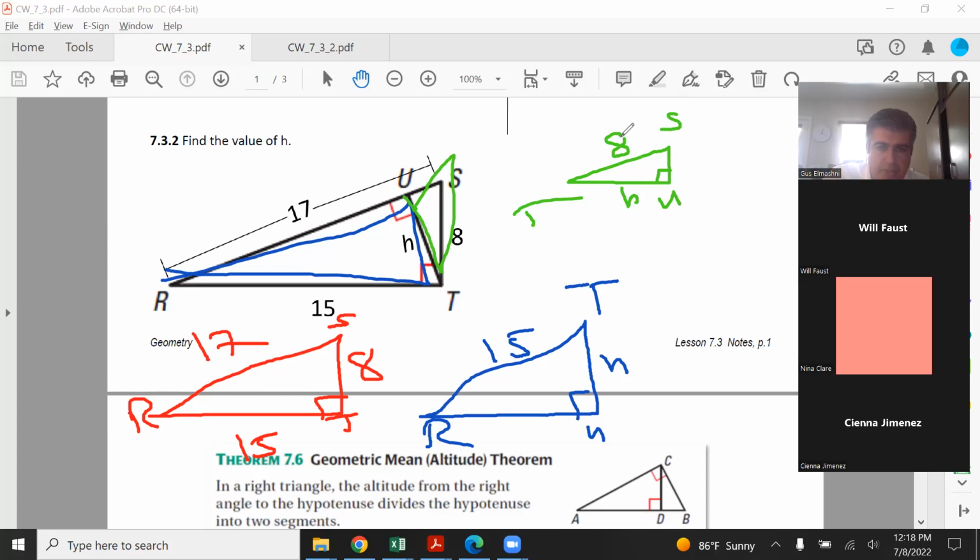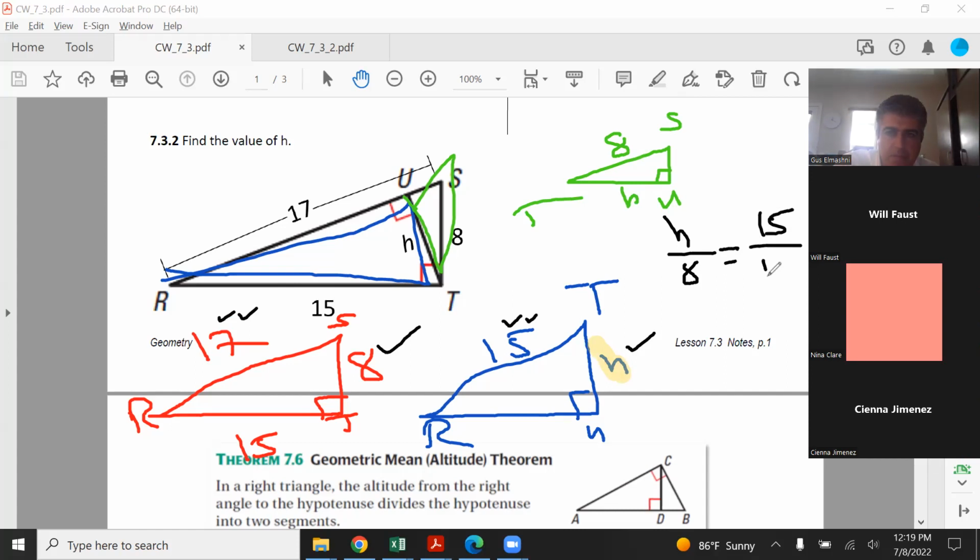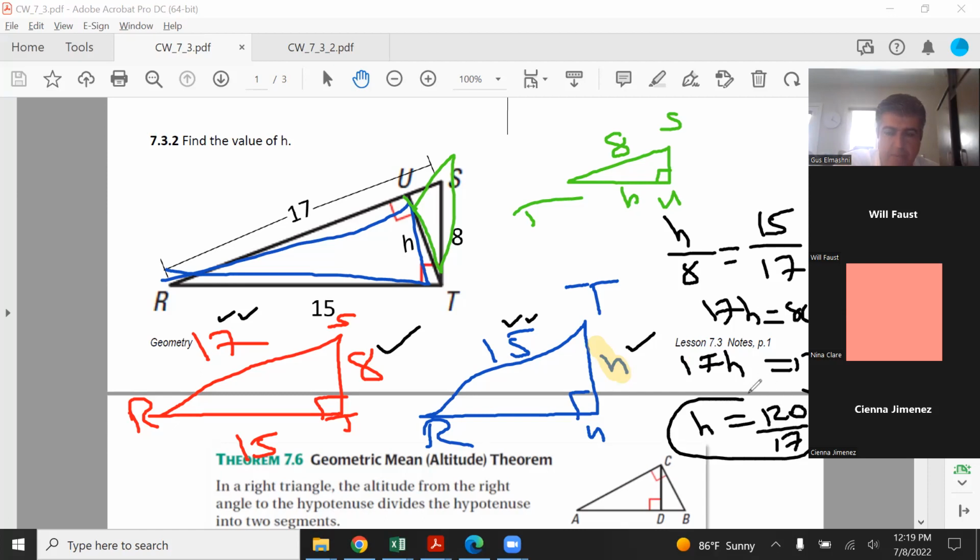Okay, so you're asked to find what H is. So you could just say H over 8 equals 15 over 17. That could work. So 17H equals 8 times 15. You get 120. H is 120 over 17. That's not reduced, we can't simplify that. So that's your height, 120 over 17.